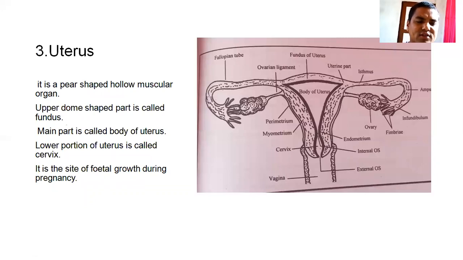Now, the uterus. The uterus is a pear-shaped hollow muscular organ. The upper dome-shaped part is called the fundus, which you can see in this figure also. The main part is called the body, below the fundus. The lower portion of the uterus is called the cervix, and the uterus is the site of fetal growth during pregnancy. This means that the baby or the fetus grows and develops inside the uterus.